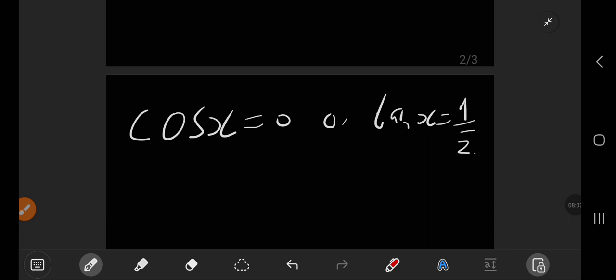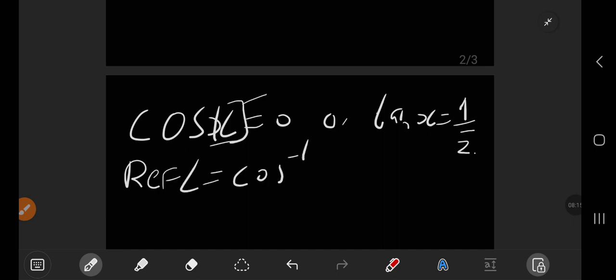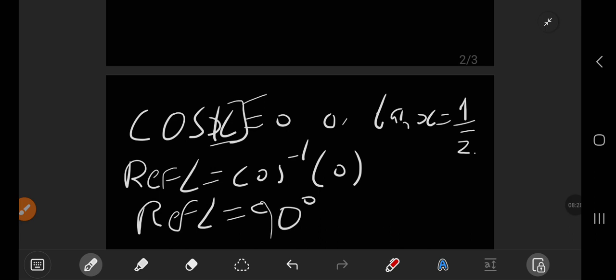So we just refer to this as our reference angle for now, because we know that they behave differently in the quadrants. So I'm just going to let x be the reference angle for now. The reference angle is equal to cos inverse of 0. You can do them separately. So this is 90 degrees, so this gives us 90 degrees.